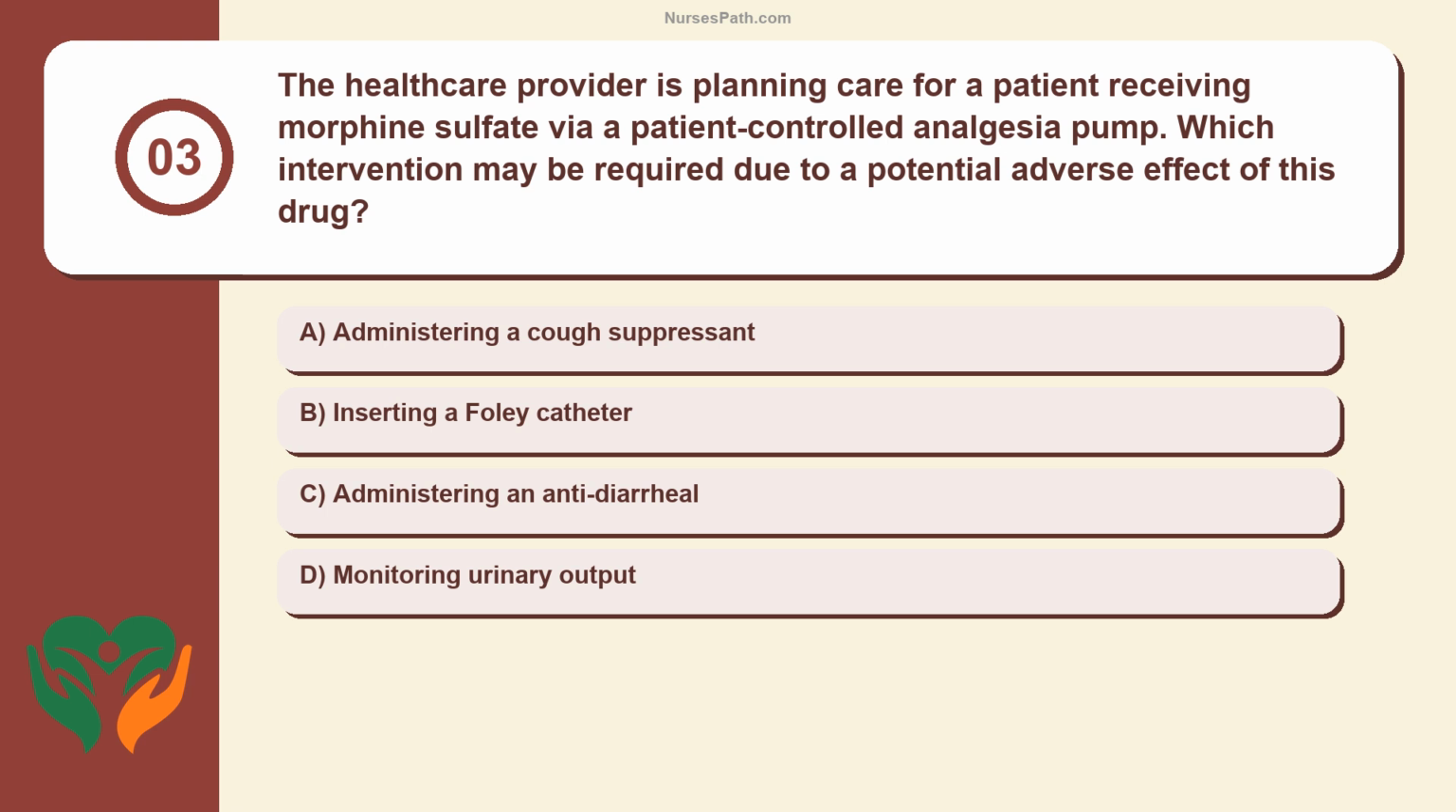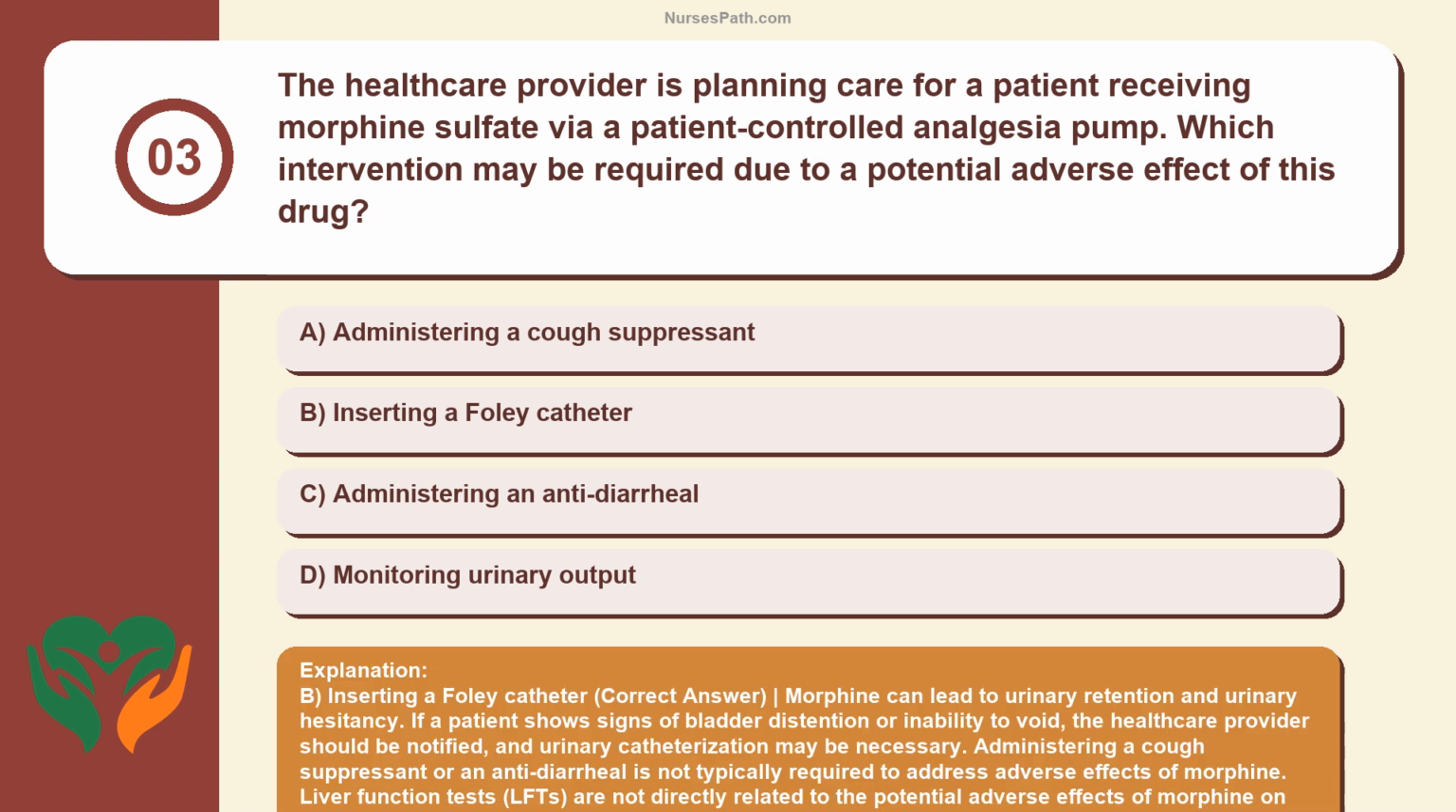Question 3. The healthcare provider is planning care for a patient receiving morphine sulfate via a patient-controlled analgesia pump. Which intervention may be required due to a potential adverse effect of this drug? A. Administering a cough suppressant, B. Inserting a Foley catheter, C. Administering an antidiarrheal, D. Monitoring urinary output. B. Inserting a Foley catheter.